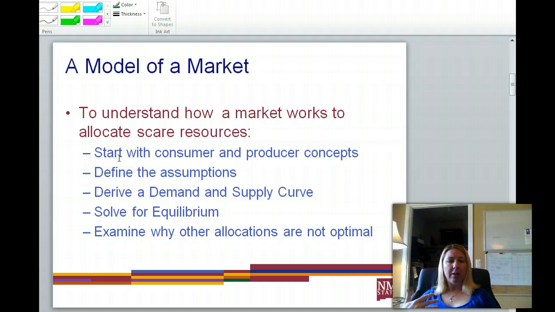So when we're thinking about how to model that, we're going to start with the consumer and producer concepts that we've already introduced. And then from there, we're going to define some of the assumptions that underlie these models, and we've talked a little bit about those. From that, you want to derive your demand and supply curves, your marginal benefit and marginal cost curves. You're going to solve for equilibrium, and we'll examine why other allocations are not optimal.